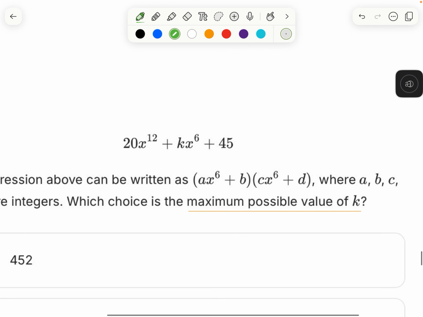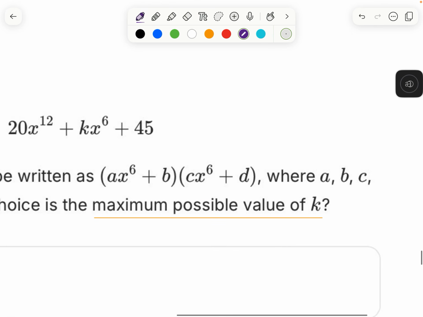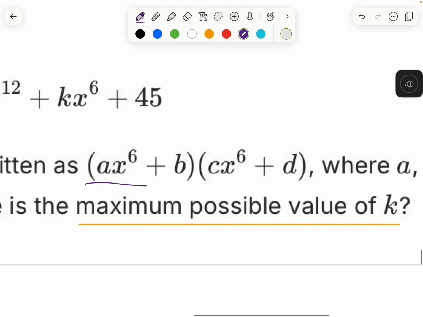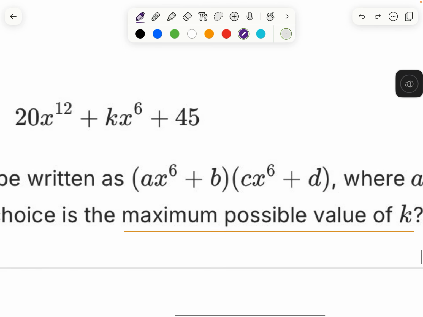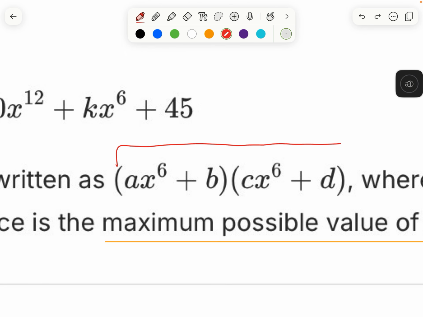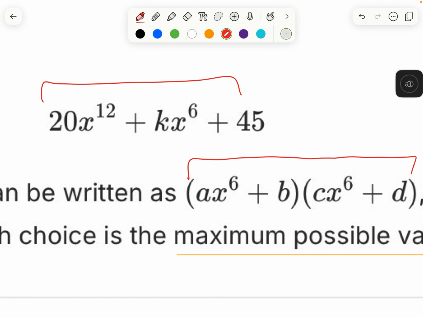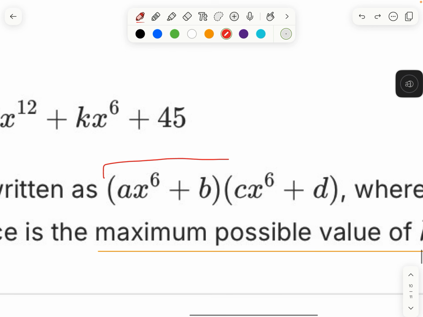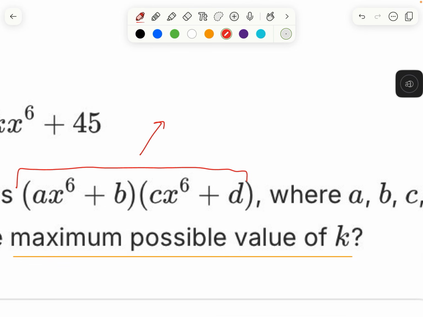Well, you'll notice that they give us another form of this expression, right? A factored form, where if you multiply everything out here, you technically get this. So let's expand this out first, just to see what we get. If we expand this, that means you FOIL, you multiply everything out, you get AC x to the 12th plus AD x to the 6th plus BC x to the 6th plus BD. That's what you get when you simplify everything.